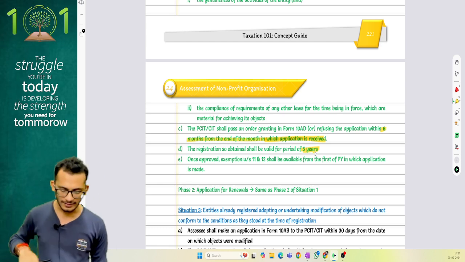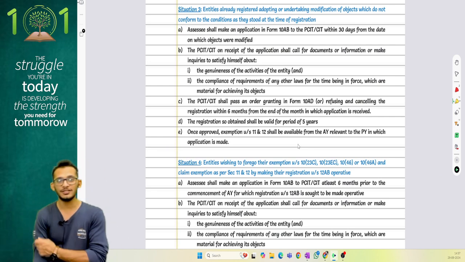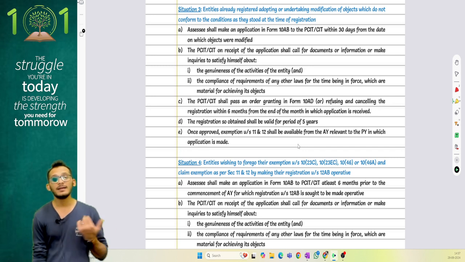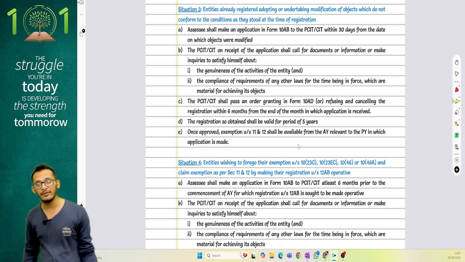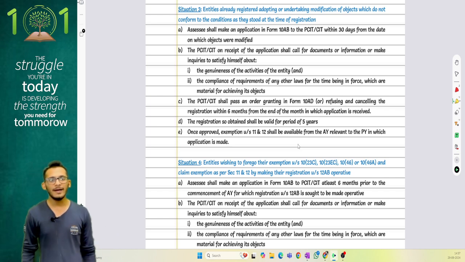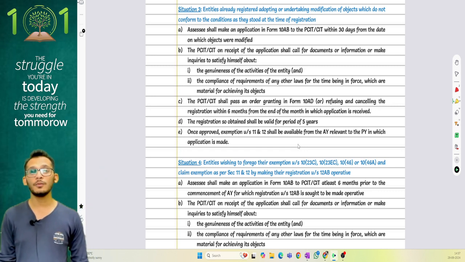Yes, yes. Next, I'm coming and saying that, Rahul, when I took the registration, I had some intentions behind it. But later on, it so happened that my object clause changed. I'm proposing to do some other activities which are not authorized by the PCIT. In that case, you'll have to file a fresh application to the officer informing him that, yes, sir, I'm proposing to modify my activities.